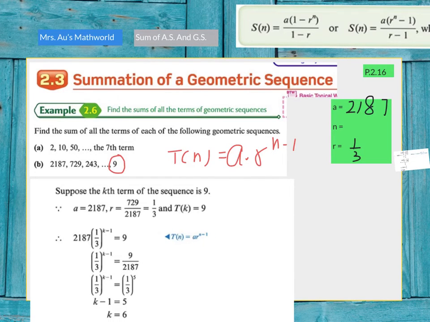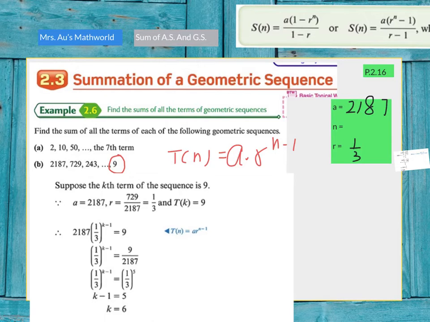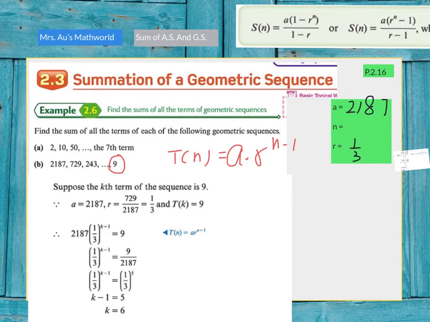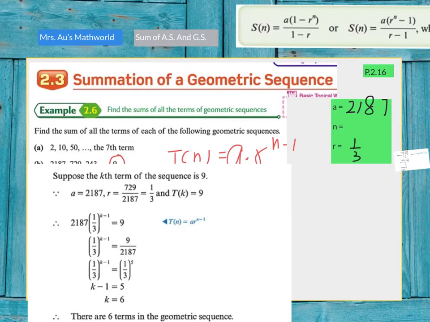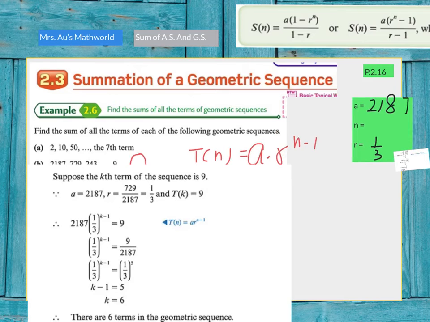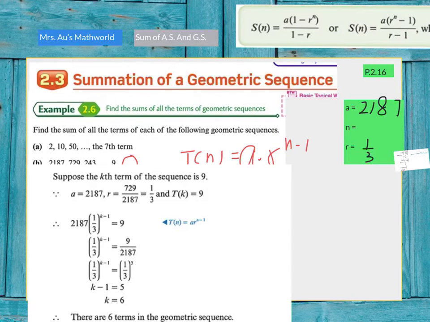Okay, so we have completed the first part. We find a, we got r, then we want to find the kth term. That means how many terms are there. All right, so put it inside here, a r to the power n minus 1, and calculate k equals 6. That means you will get 6 terms in the sequence. Okay, 6 terms in total.